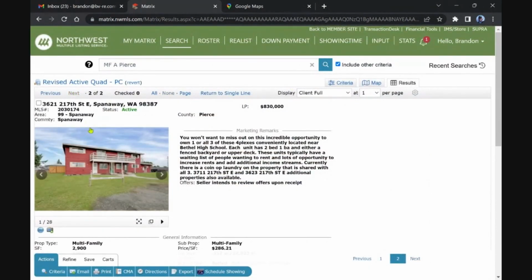Okay, and then the other one, same property, pretty much the same pictures. But there's actually three of these available. I don't know why the other one's not coming up, but they're selling all three. It says here, own one or all three of these fourplexes conveniently located near Bethel High School.